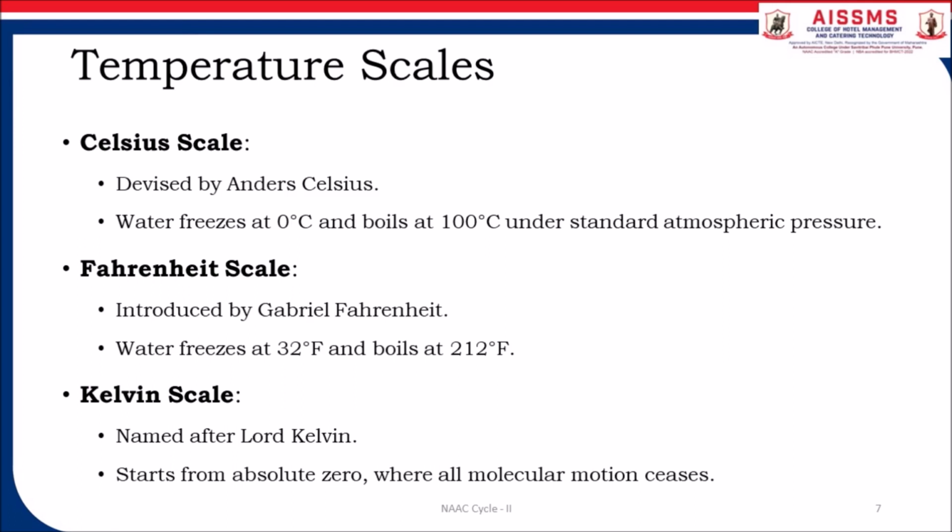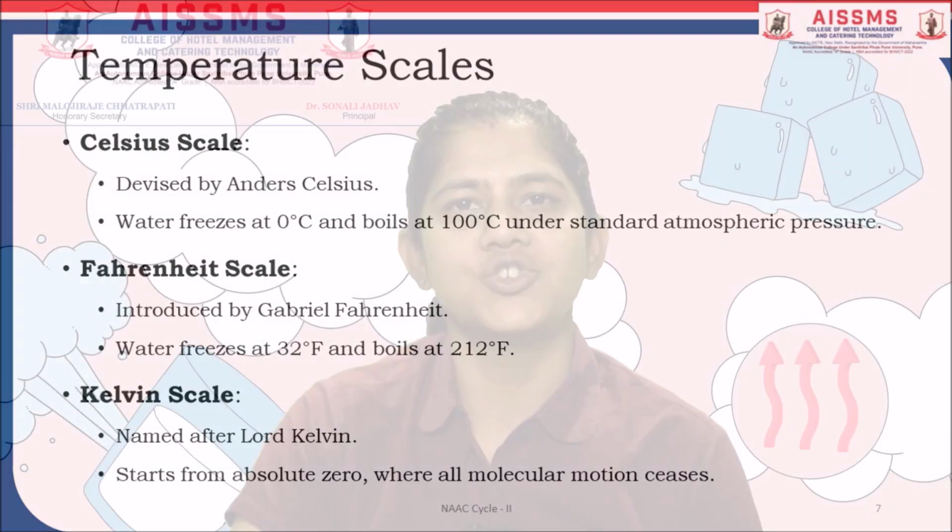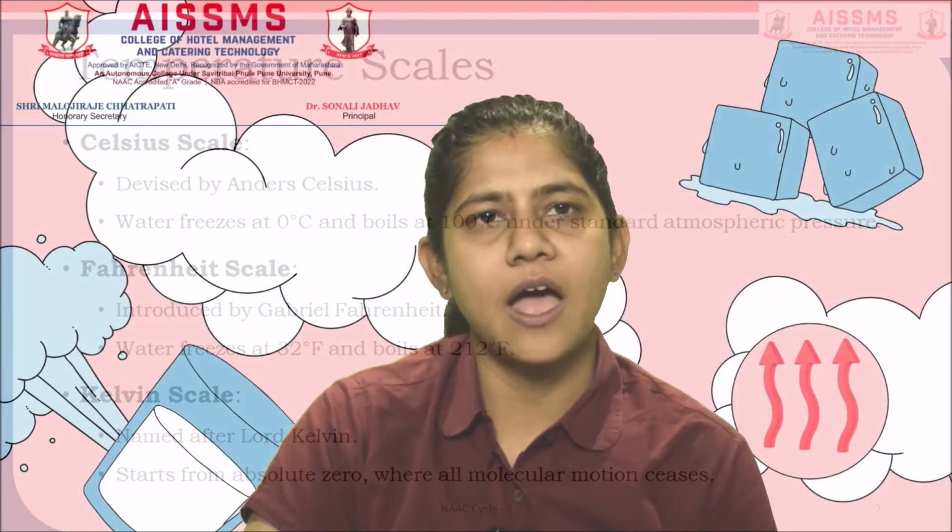Finally, we have the Kelvin scale, named after Lord Kelvin, used primarily in scientific contexts. It starts from absolute zero, the coldest possible temperature, where all molecular motion stops. Now, let's understand conversion of measurements.